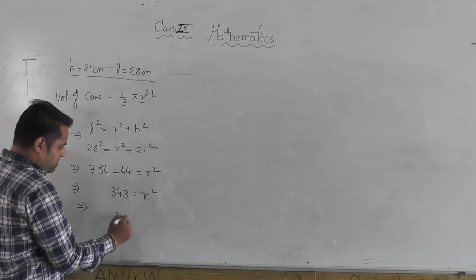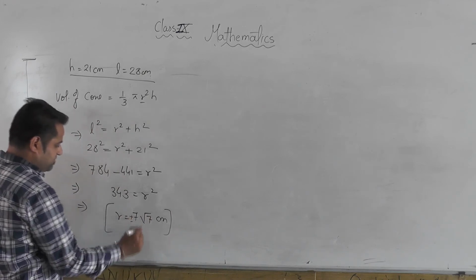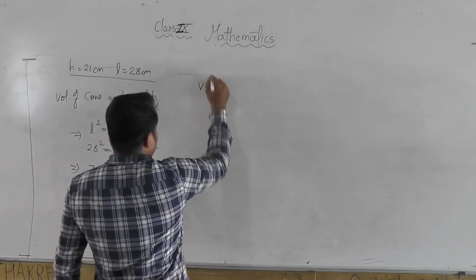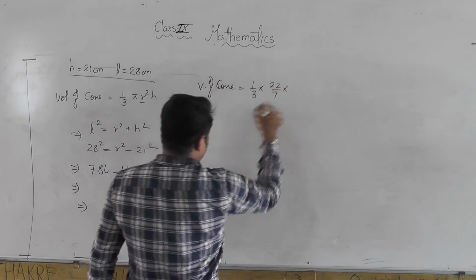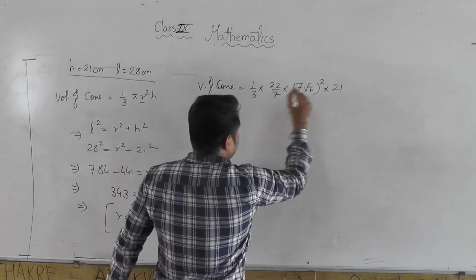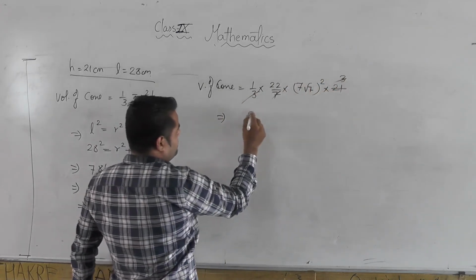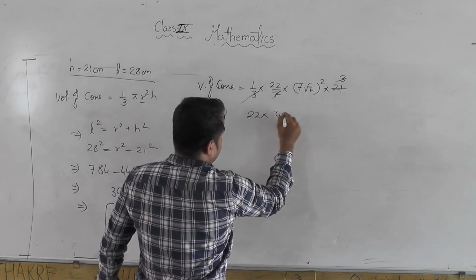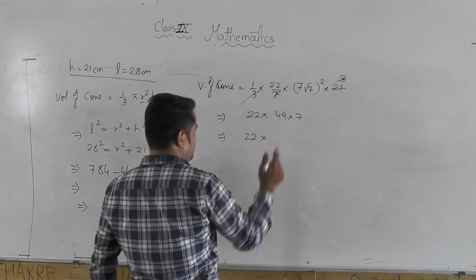So r will come as 7 root 7 centimeter, plus minus. This will be our radius. Now we'll find the volume of cone. Volume of cone is 1 by 3, π is 22 by 7, radius is 7 root 7 squared, and height we got 21. From this 7 we can cancel this 21, 7 threes are 21. From this 3 we can cancel this 3 also. Now 22 and 7 root 7 squared, which is 7 sevens are 49 into 7. 49 sevens, we have already seen, is 343.